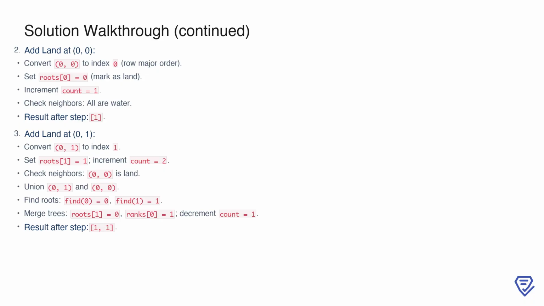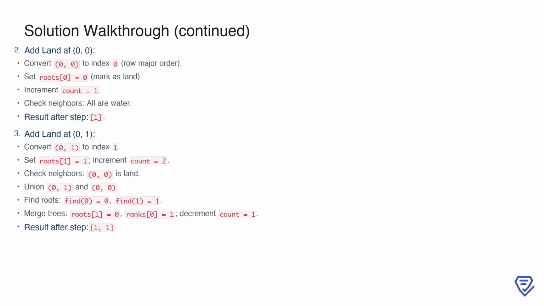Now, when we add land at position 0,0, it corresponds to index 0 in the one-dimensional roots array. We mark this as land by setting roots[0] equals 0 and increment the island count to 1. Since all neighboring cells are still water, no merging is required, and the result after this step is 1.